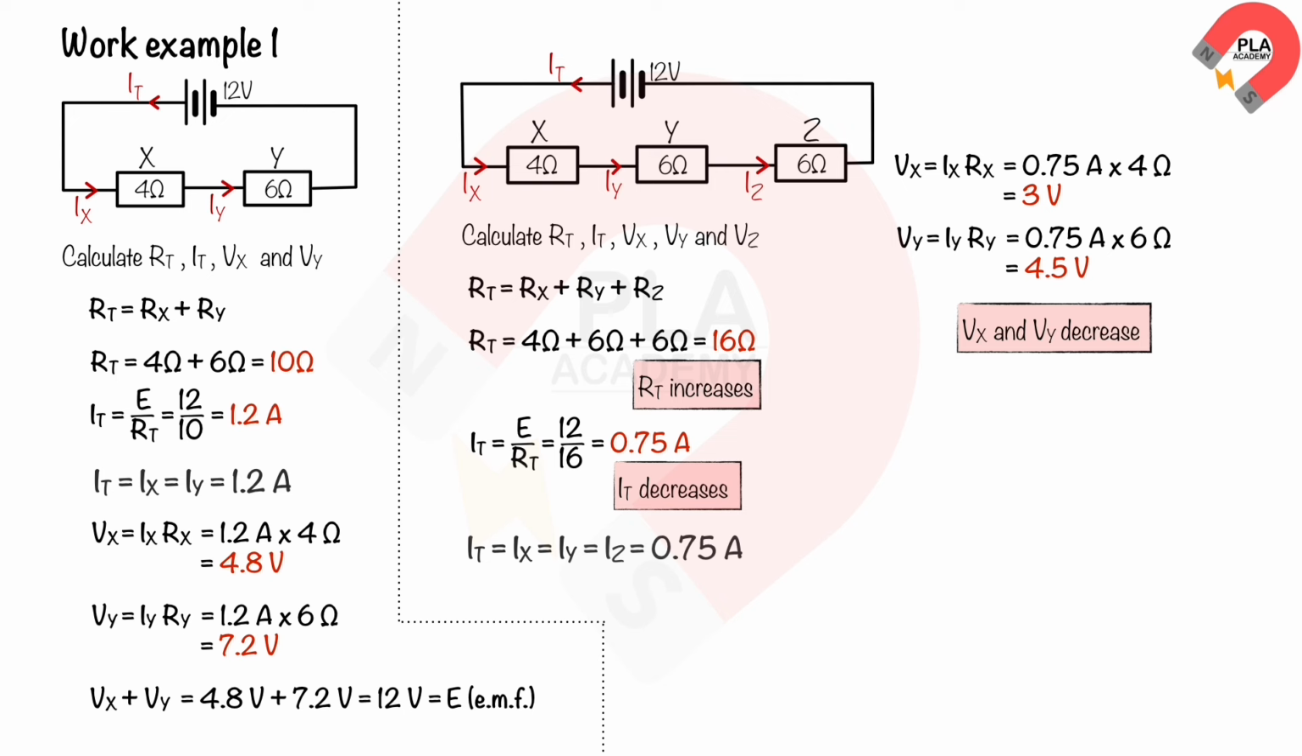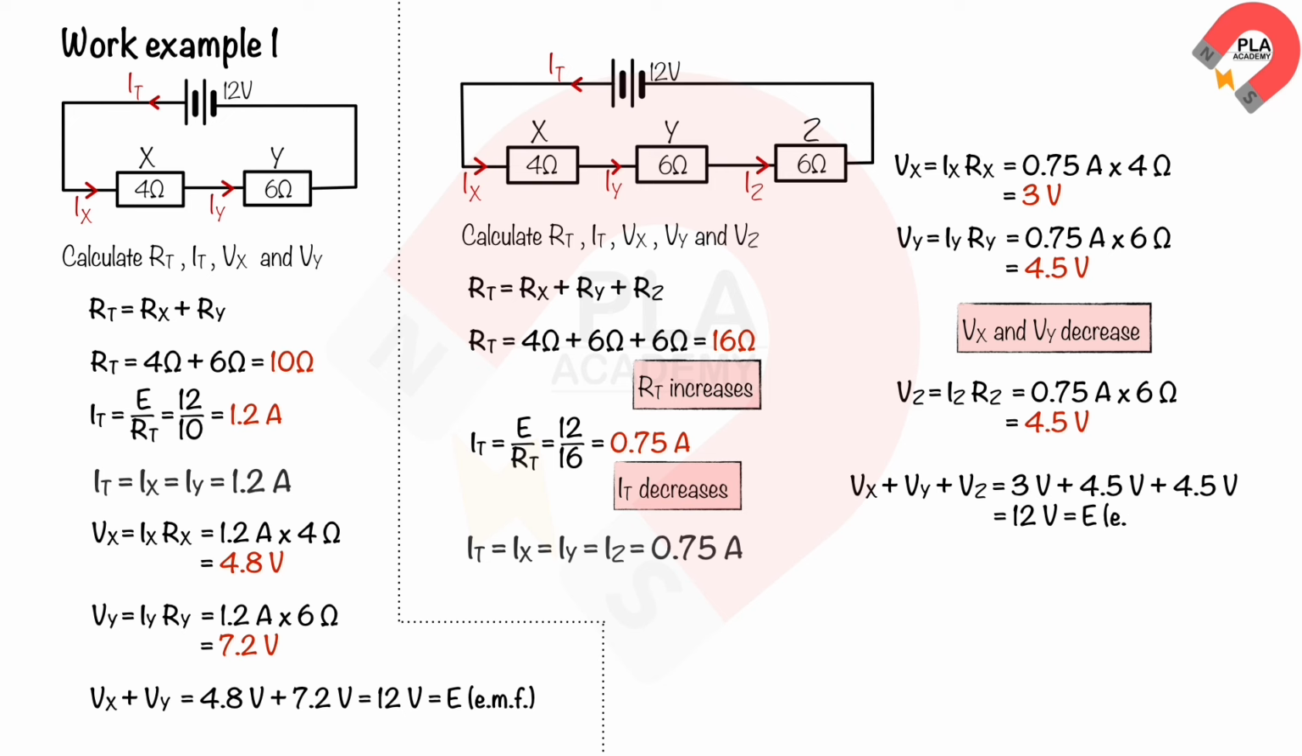Calculate the potential difference across the resistor Z using the following equation. Vz equals Iz times Rz. Substitute Iz equals 0.75, Rz equals 6. So Vz equals 4.5 volts. You see that Vx plus Vy plus Vz equals 12 volts, which is equal to the EMF of the battery.